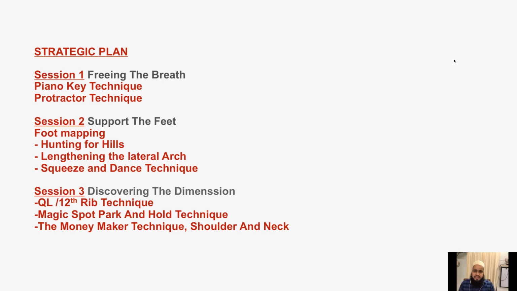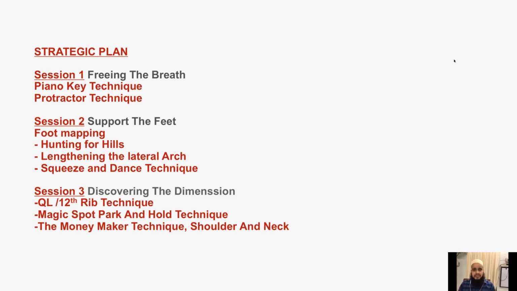Because everyone breathes 24/7, and as SI is for the overall balance of the human body, every cell of our body needs oxygen and we breathe 24/7. So with the first session, freeing the breath, the patient felt so much relief, and I used a technique called the piano key technique and the protector technique.